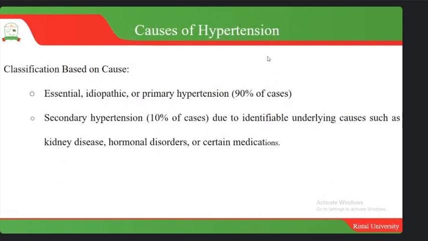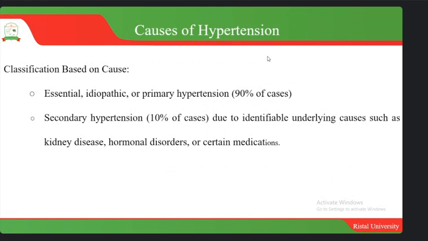So in every condition or in every disease, there is always a cause. So the causes of hypertension can be classified based on what could have predisposed the patient to getting hypertension. One of them is essential, which is idiopathic or primary hypertension, and this one is 90% of the cases of hypertension. The cause is not known. People get hypertension, but they may not be able to explain how they acquired it.